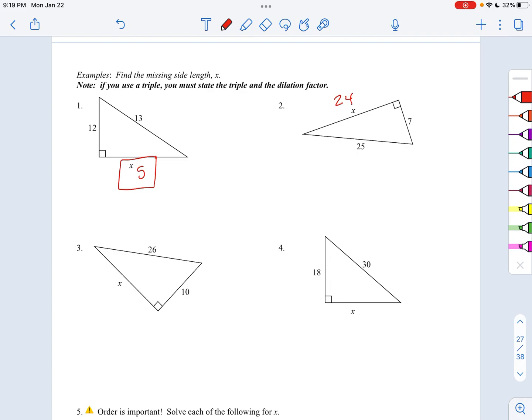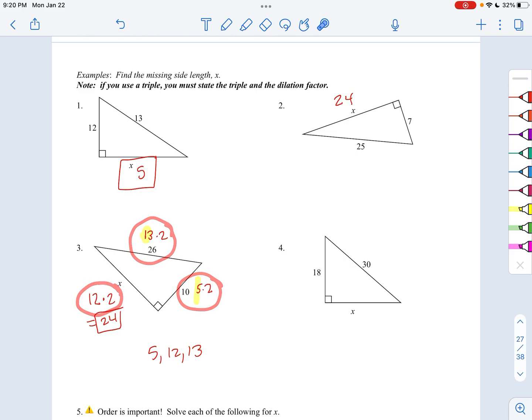But when I think about it, these are both even numbers, and 10 is 5 times 2. 26 is 13 times 2. And there is a triple that is 5, 12, 13. So I have 5 and 13. So my last side is that 12, but it's also scaled by a dilation factor of 2. So 12 times 2, which is 24. So again, this is 13 times 2. This is 5 times 2, so this is 12 times 2. 5, 12, 13.